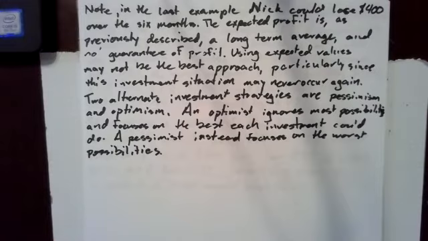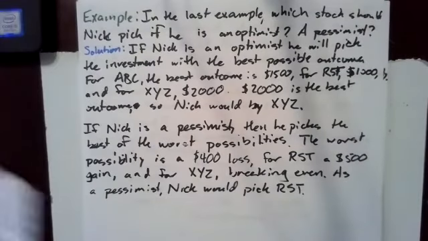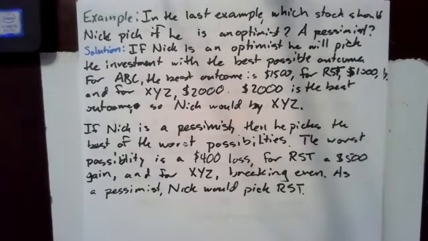2 alternate investment strategies are pessimism and optimism. An optimist ignores most probabilities and figures out the best each investment could do. A pessimist instead focuses on the worst possibilities. So, in the last example, which stock should Nick pick if he is an optimist or a pessimist?